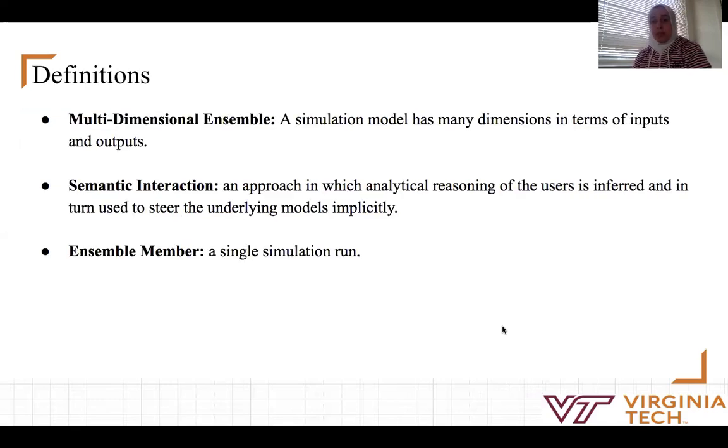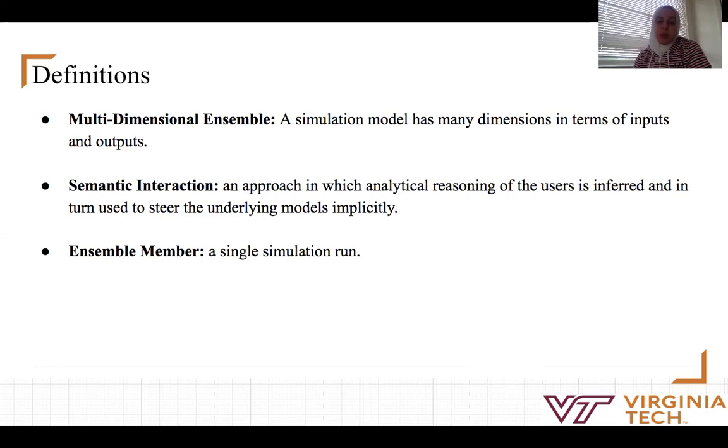Before we dive deeper into our visualization tool and visual approach, I need to go quickly over some definitions. By multiple dimension ensemble, we mean a simulation model that has multiple dimensions in terms of inputs and outputs. Semantic interaction. Semantic interaction is an approach in which analytical reasoning of users is inferred and in turn used to steer the underlying computational model.